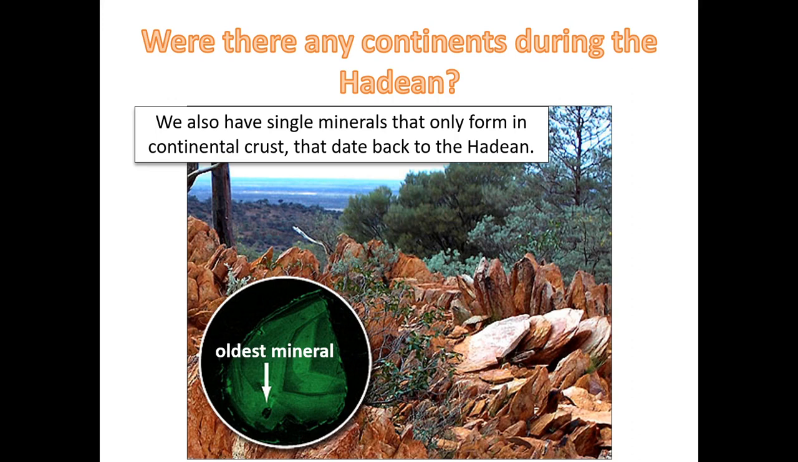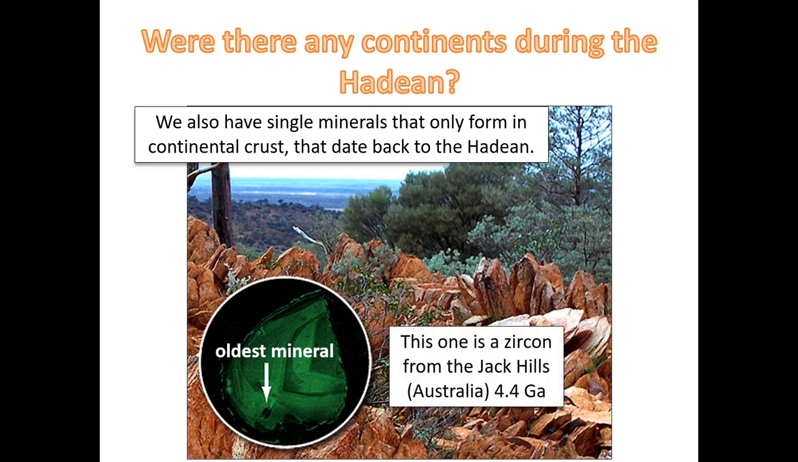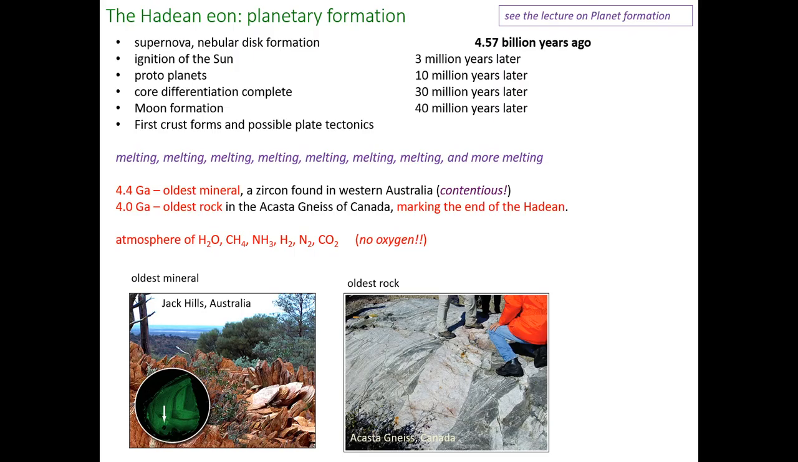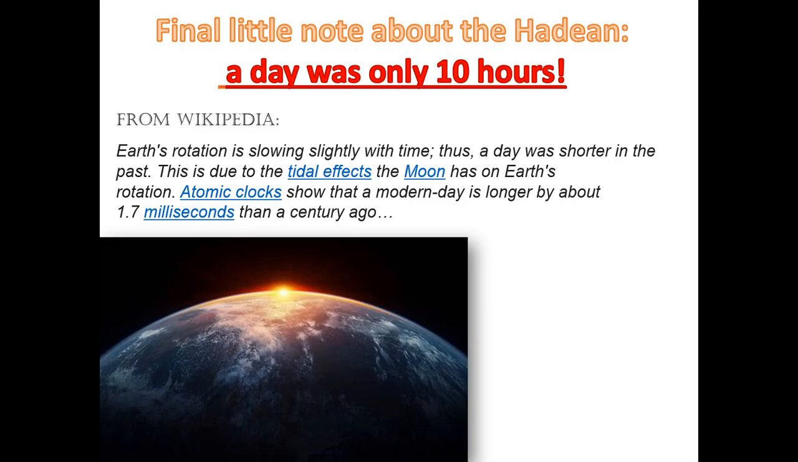The only thing we have from the Hadean is a single mineral, a kind of mineral that's common in continental crust. So we think there was probably continental crust, and probably plate tectonics at this time. We have one zircon crystal from the Jack Hills, Australia, about 4.4 billion years old. Okay, so that's just a summary slide of everything we've learned so far. Just a couple of interesting things, wrapping up here.